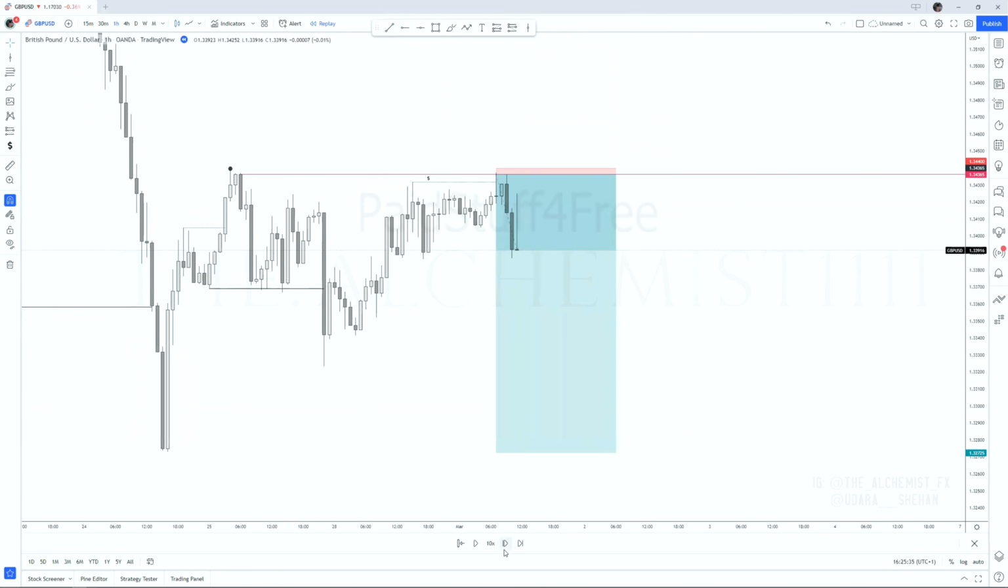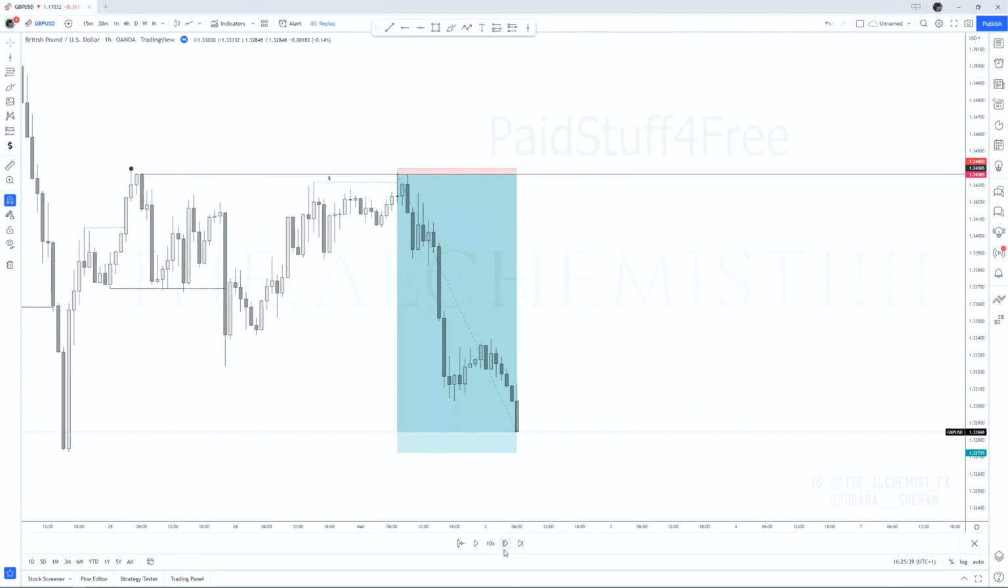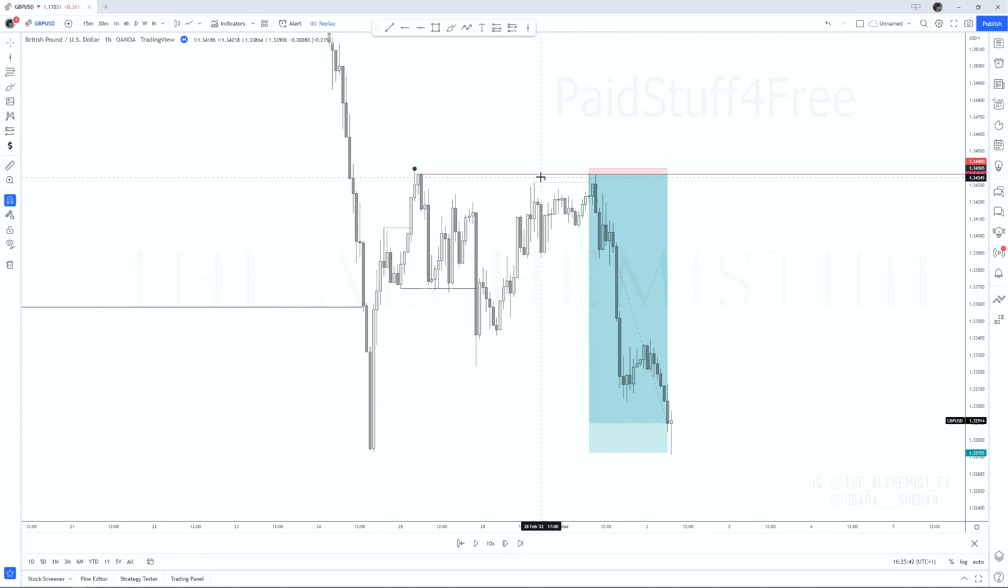And then what happens? There comes the drop. That's it. So this is a very consistent setup. I'll show this to you later. So you can see what happened, right? Liquidity grabbed into the strong high, time frame point of interest, timing. Those are the only things we take into consideration.